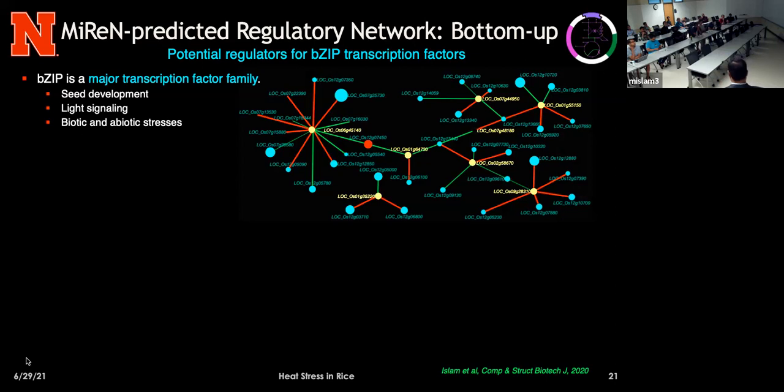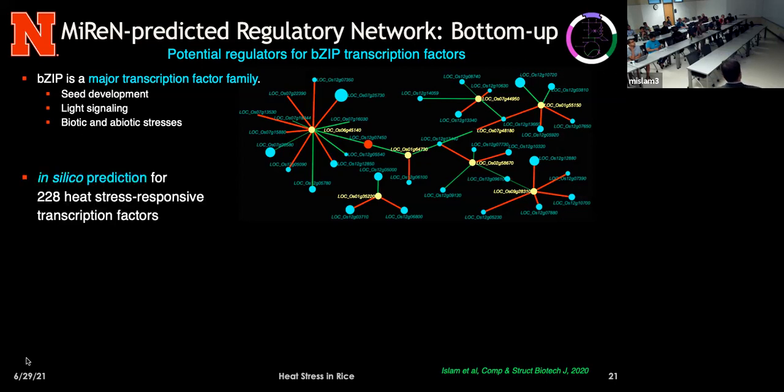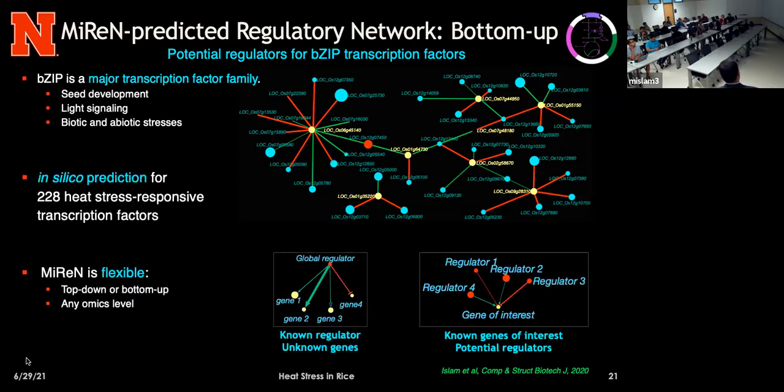So from these three slides, what we could gather is that MiReN is flexible. It can work either top down, where I know a regulator and I want to find what are the genes that are regulated, or I know the genes of interest and I want to know what are the potential regulators. Also, in this study, we used MiReN with transcriptomic data, but MiReN can work with any level of omics data. It could be proteomics or metabolomics.